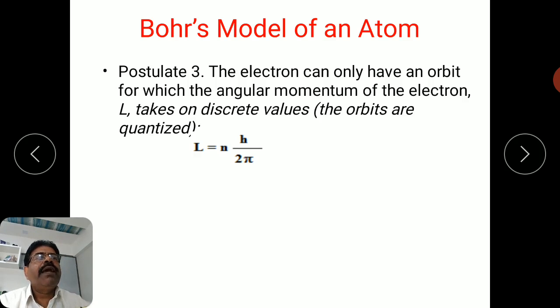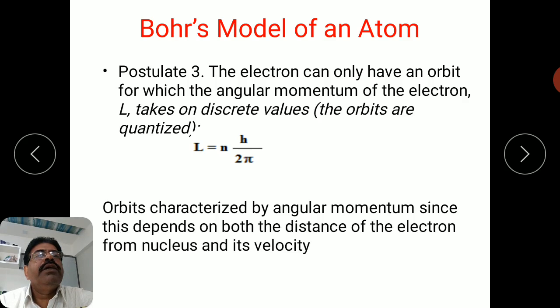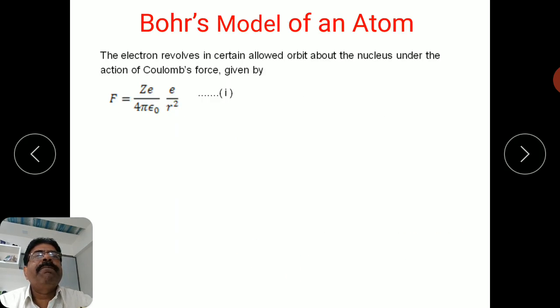Here obviously the orbits of the electron are characterized by angular momentum, and it depends on both the distance of the electron from the nucleus and its velocity. So let us go through some mathematical derivations in order to understand Bohr's atomic model, especially for the hydrogen atom.